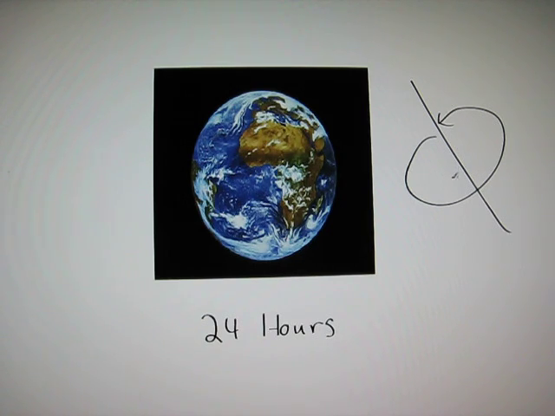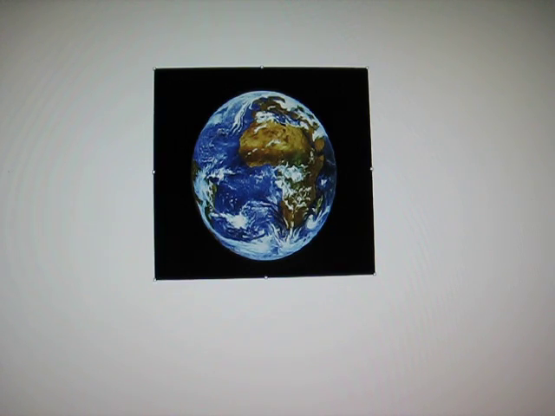So one complete day for us, we say, is 24 hours. And we measure because it takes that amount of time to spin one complete circle around the Earth's axis. So this is our Earth's rotation. Now let's look at how the Earth revolves around the sun.